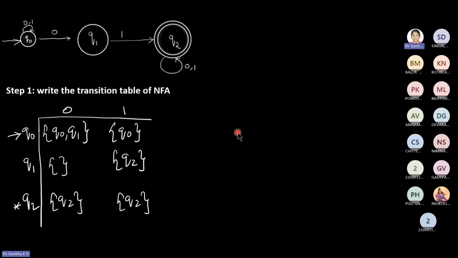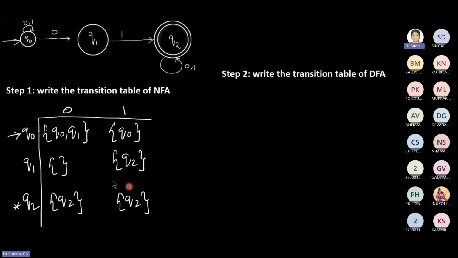So that is the first step, draw the transition table. Then step two is to write the transition table for the DFA. From the transition table of the NFA, we can directly write the corresponding DFA's transition table. So here we are doing the conversion from NFA to DFA. First we write the transition table for the NFA, and from this we directly write the transition table for our DFA.